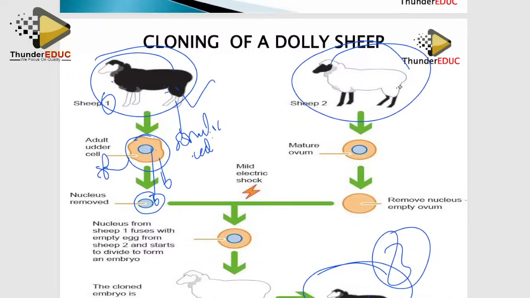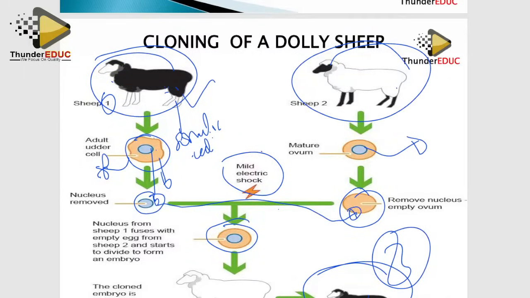Why do I use the ovum of this sheep? I remove the nucleus from the ovum, I throw it away. I remain with the ovum structure, the outer structure, the membrane. Then after that, I combine the two with mild electric shock. And then I form a structure which looks like a zygote. Why do we say it looks like a zygote? Because we inserted this nucleus into the ovum, meaning the casing outside looks like the ovum.